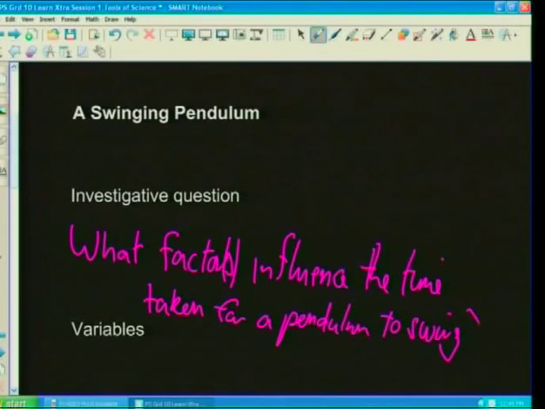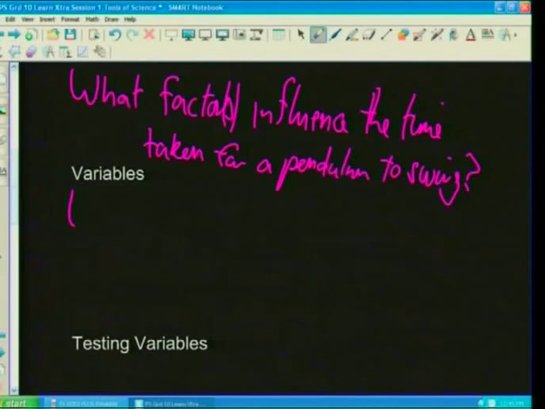Okay, so what factors? What are the variables that we could change? So let's think about those variables. I've shown you some of them. Can you think about what they might be? Let's have a look. Well, I think the one thing that we've changed is the length of the string.